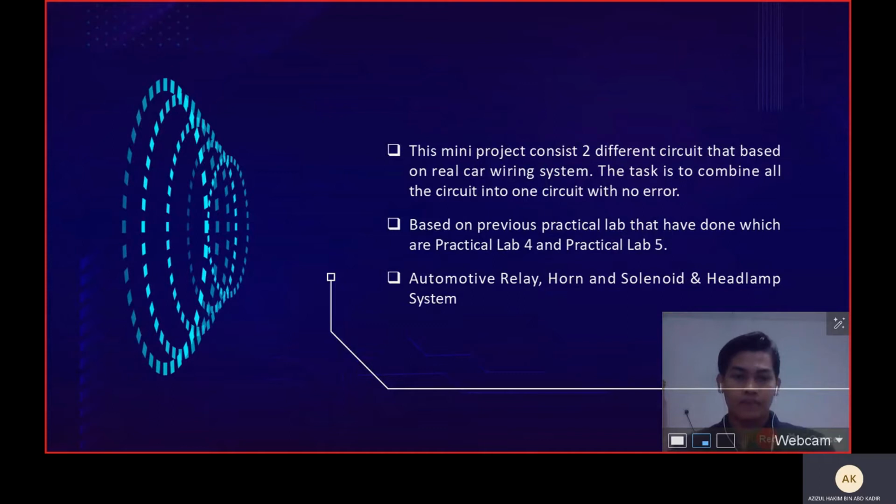This mini project is based on our previous practical labs that we have done, which are practical lab 4 and practical lab 5. Practical lab 4 is about automotive relay, horn and solenoid, and practical lab 5 is about the headlamp system.